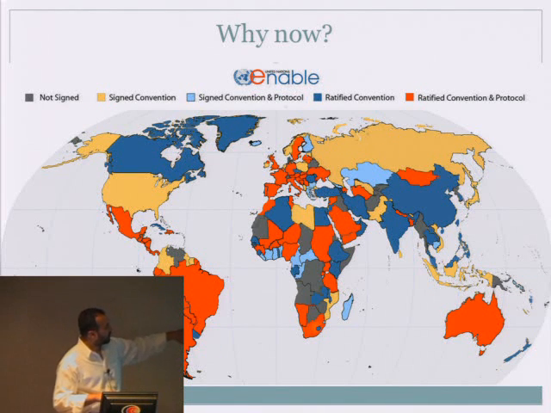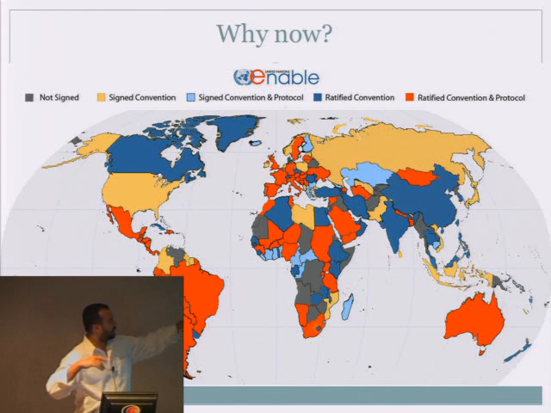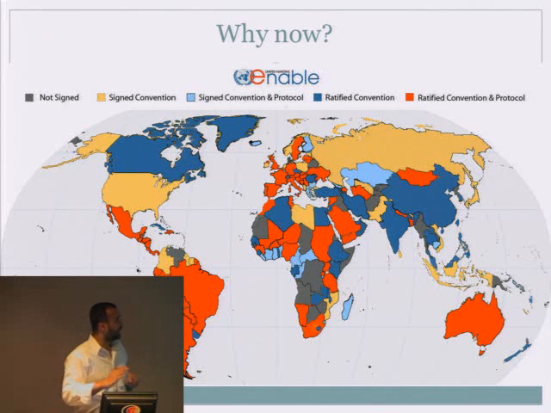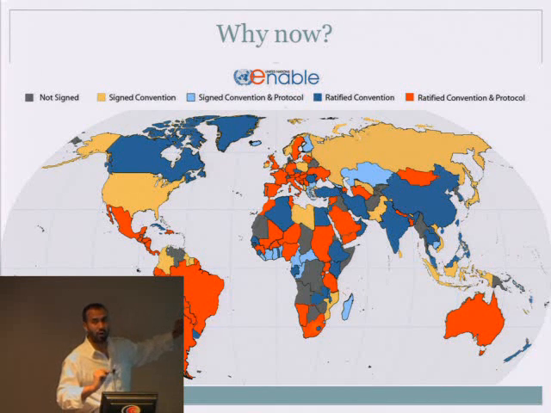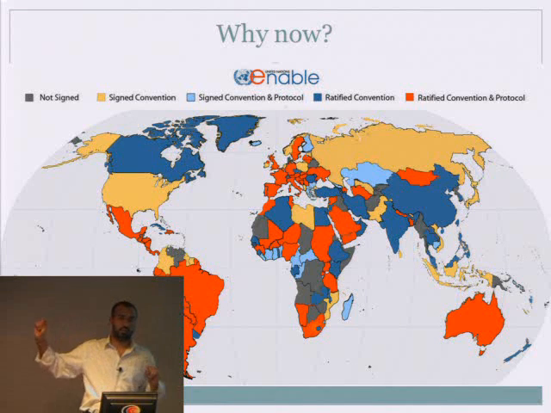Now, if you notice, there is yellow, which is signed the convention but not ratified it. There is light blue, which is signed the convention and the protocol. I'll talk about the protocol. There is the deep blue, which is ratified the convention, and there is the orange, which is ratified the convention and protocol. Now, in general, where you want to be is either the deep blue or the orange, which means that whatever your representative said, your legislative body has agreed that, yes, we will do this.